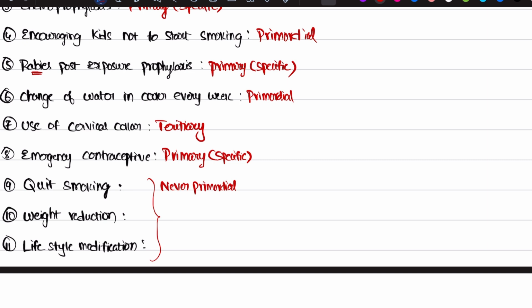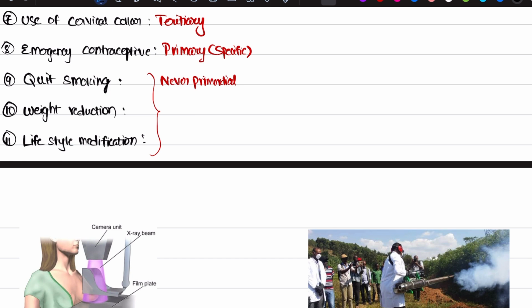These three examples can never be primordial because there was already a risk factor present for them. They are already in the worst conditions. They are exposing their body to the worst conditions. They are already smoking, they are under heavy weight, they are in bad habits. So that's why the risk factor is already present. So it can never be primordial. It can be primary or secondary or tertiary. It depends on the question.